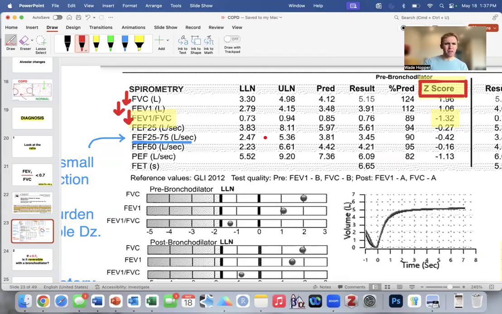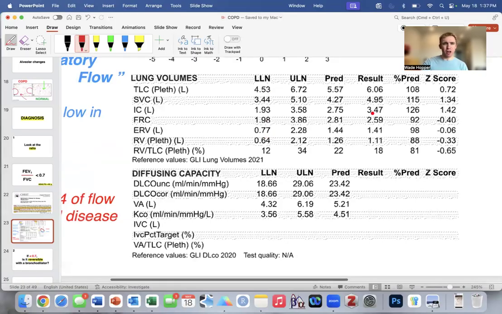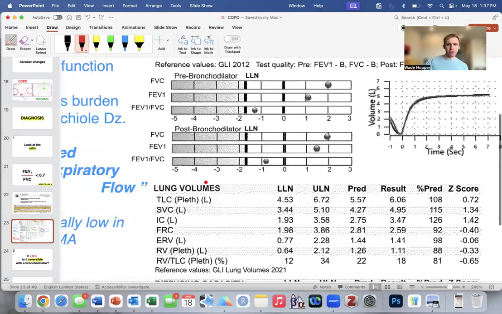Now, what sets obstructive physiology apart from restrictive physiology is your lung volumes. When you have obstructive physiology, then your residual volumes are going to be elevated. Your total lung capacities are going to be elevated because there will be air trapping. And those volumetric features are not present in restrictive lung disease. Everything is down in restrictive lung disease. And then there's DLCO, and honestly, that's very specific and outside of the scope of this talk. I will not talk about DLCO much.